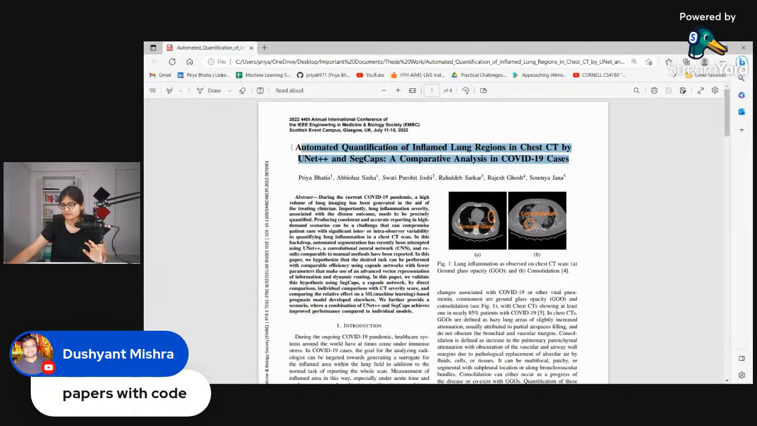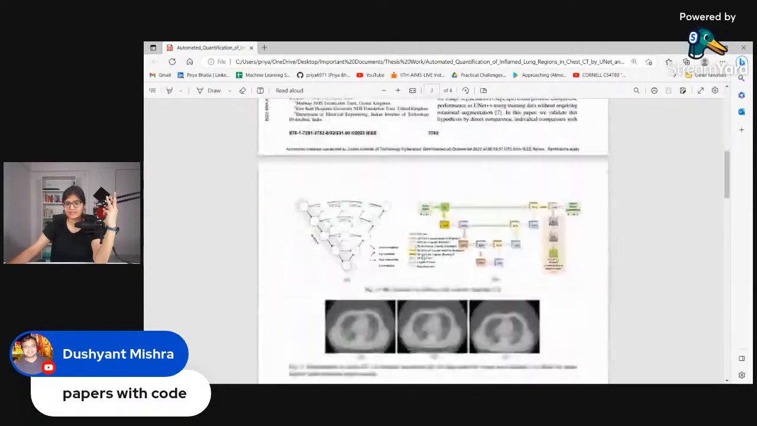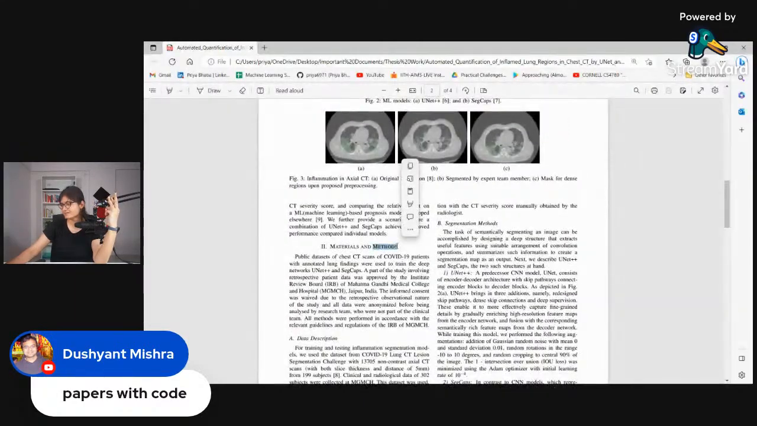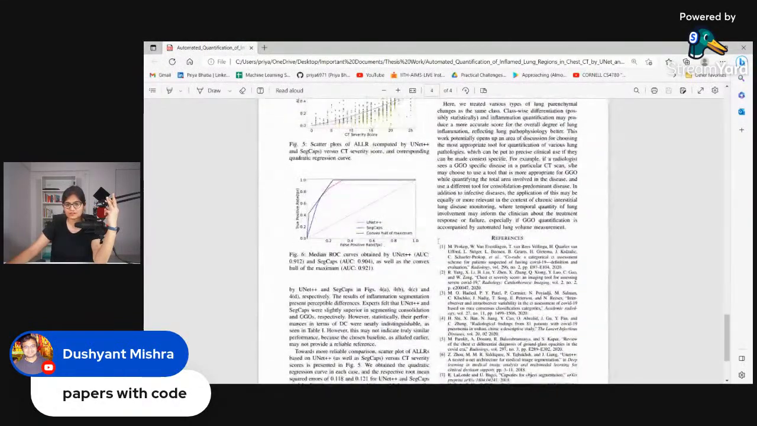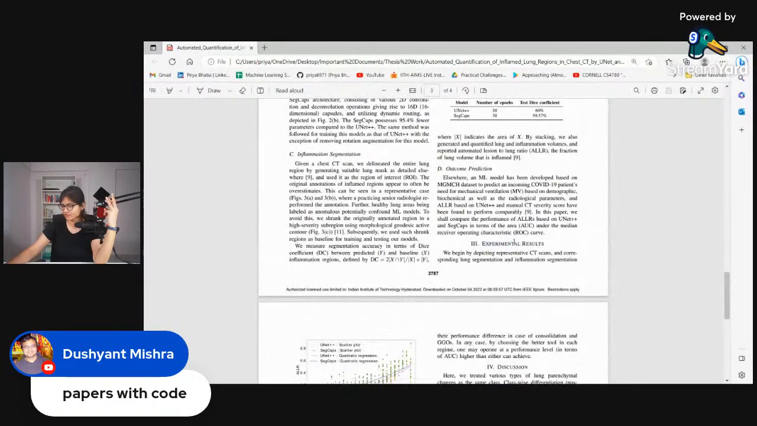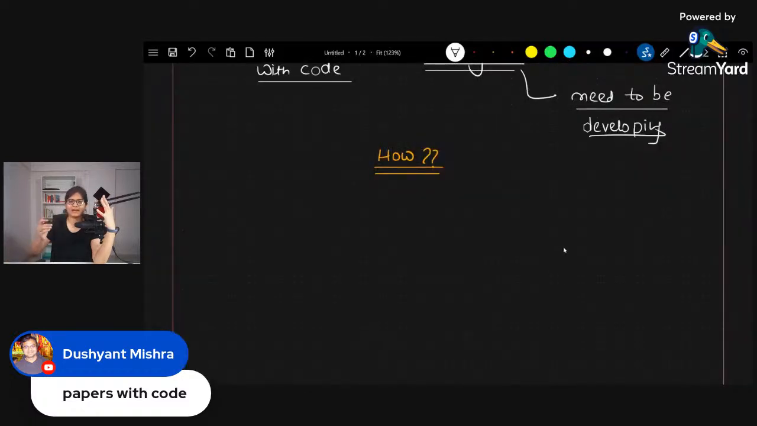First thing is the title. Second thing is the abstract. Third thing is the introduction. Fourth thing is the materials and methods. Fifth, let's go towards the result part, where are the results, right? Then conclusion and discussion, and then the references. So what are the components of any research paper we have seen?